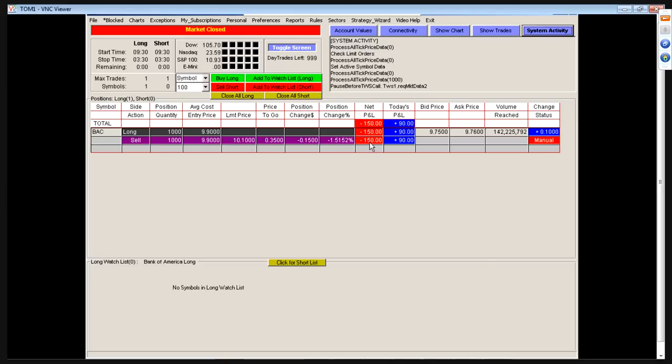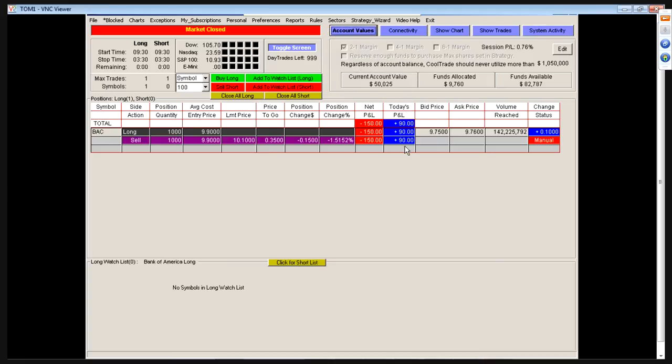And we can look at the net P&L column. It's really important to understand this because the net P&L column is not how you're doing on your strategy. It is the net on your open positions and open positions only. So if we had several positions here, it would just show us what we're down on the open positions that we have not closed yet. The next column here is today's P&L. Today's P&L shows we're up $90 today. So we recovered $90 on that position today.